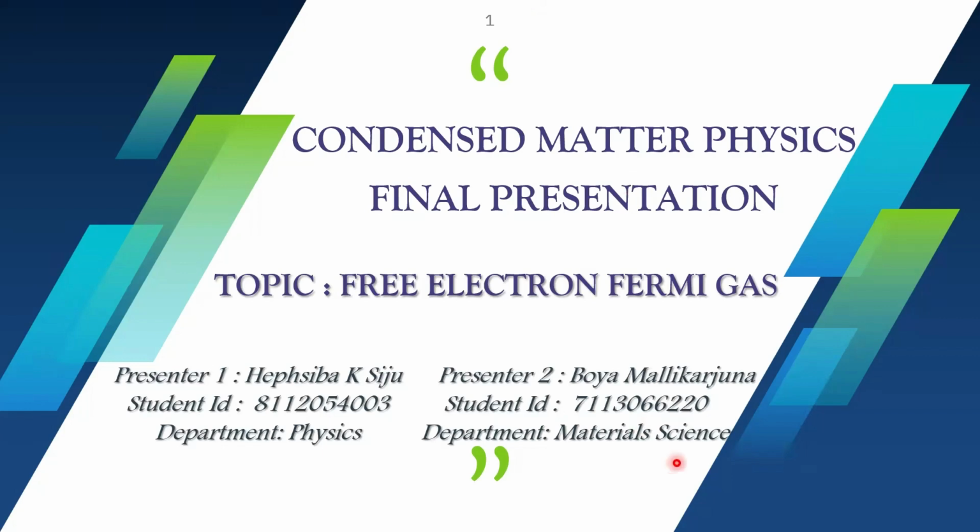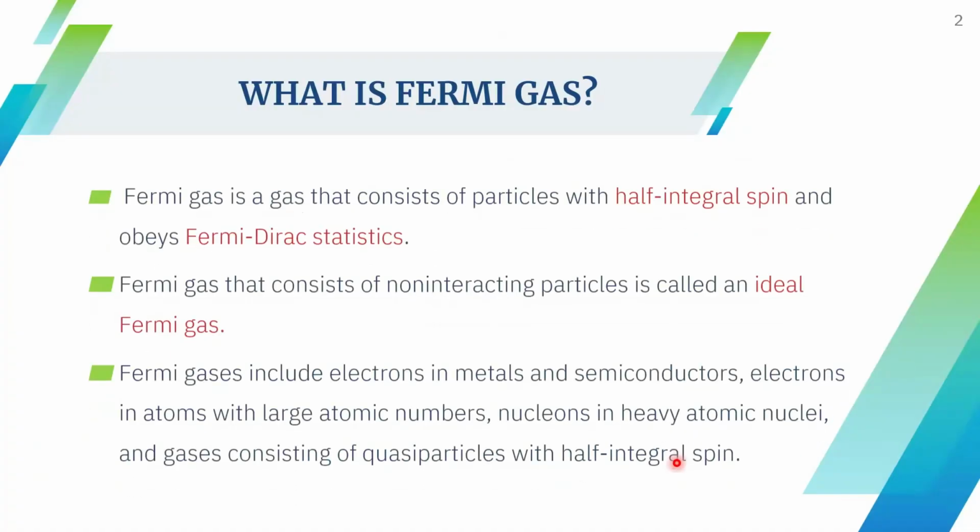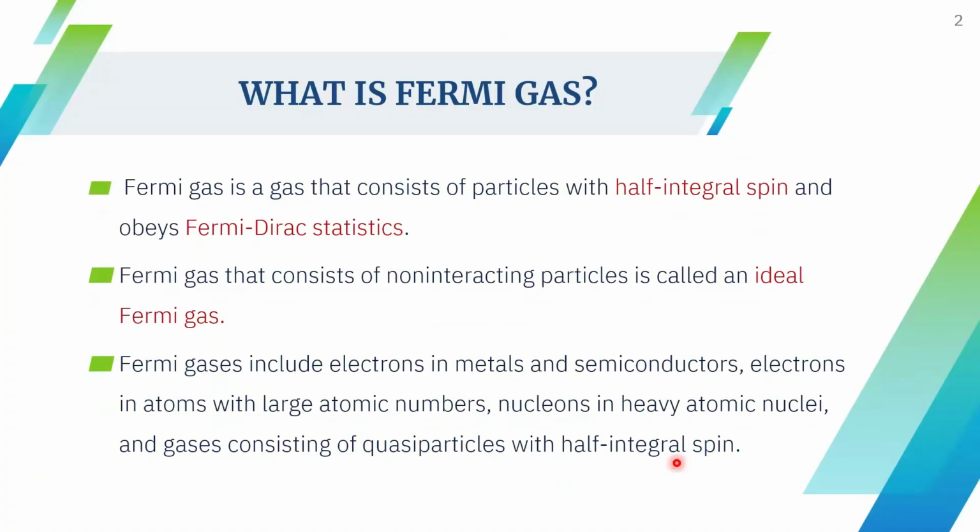Now, regarding the free electron Fermi gas, the very basic thing is to understand what is Fermi gas. After that, we'll be seeing about the electron theory. So, what is basically a Fermi gas? It is a gas that consists of particles with half integral spin and which obeys the Fermi-Dirac statistics. A Fermi gas which consists of non-interacting particles is called the ideal Fermi gas.